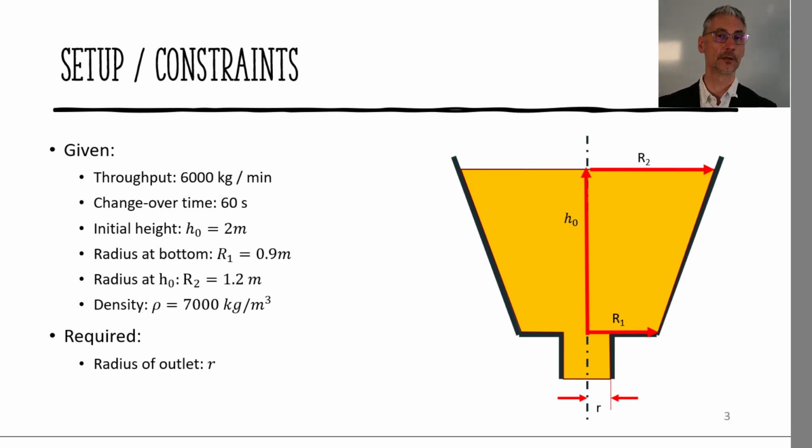For example, we can fill the cone with molten steel to about 2 meters height, and then we have a radius of the truncated cone of about 0.9 meters at the bottom, and at a height with the molten steel initially of 1.2 meters. The density of molten steel is about 7 tons per cubic meter. So what we need to do is optimize the radius of the outlet r, the small r at the bottom, because this determines how fast this conic vessel will empty.